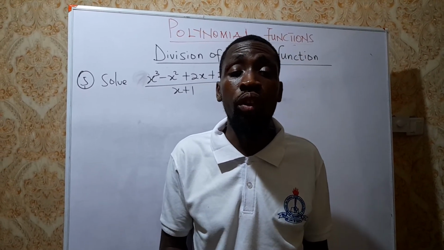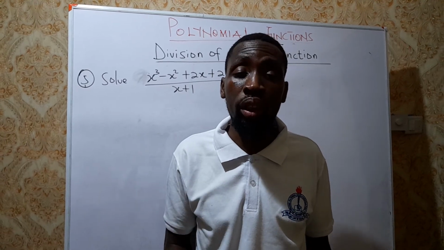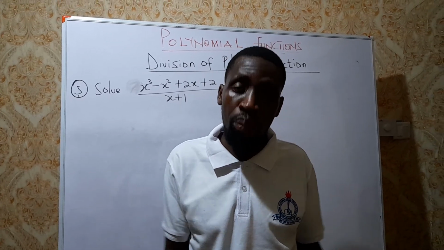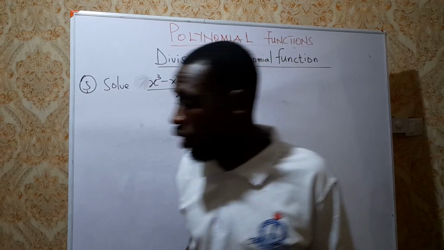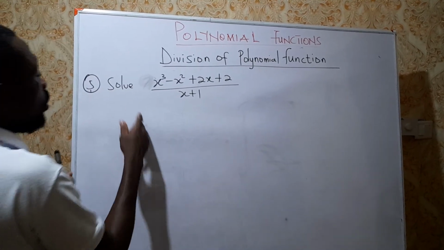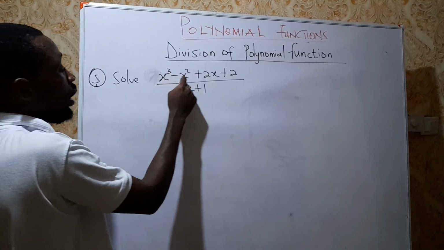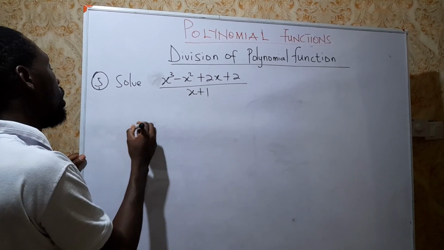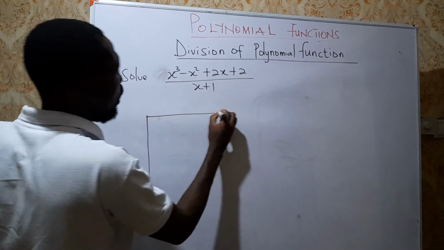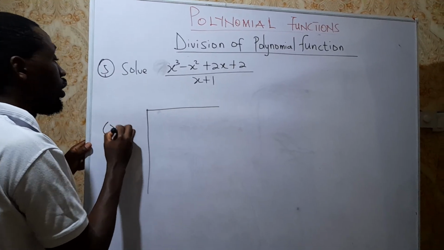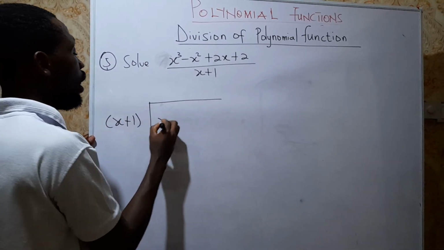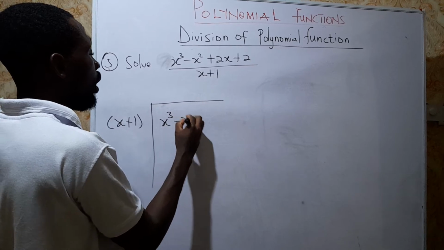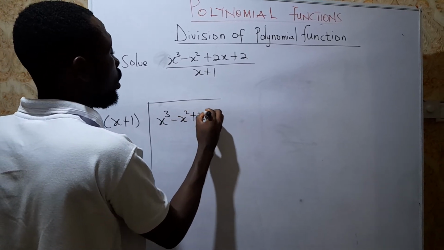So now pause the video and try solving the question on the board. After that, you compare your answers with mine. The question says we should solve x cubed minus x squared plus 2x plus 2 all over x plus 1. So we'll use the division again, where the divisor will be x plus 1 and the dividend is x cubed minus x squared plus 2x plus 2.